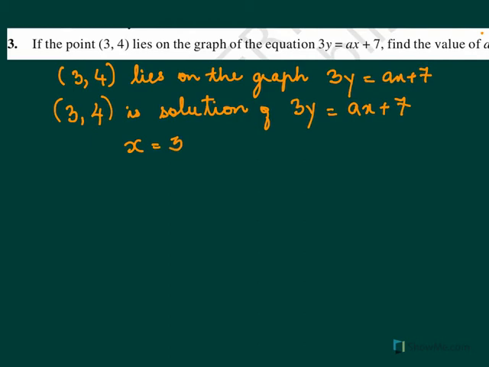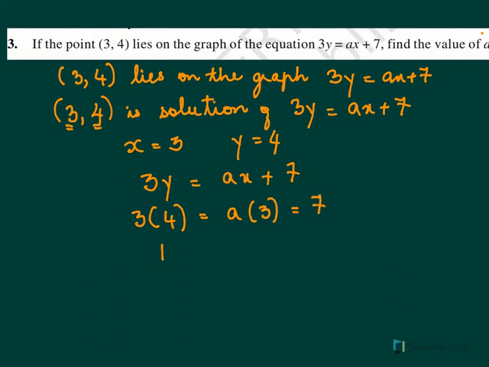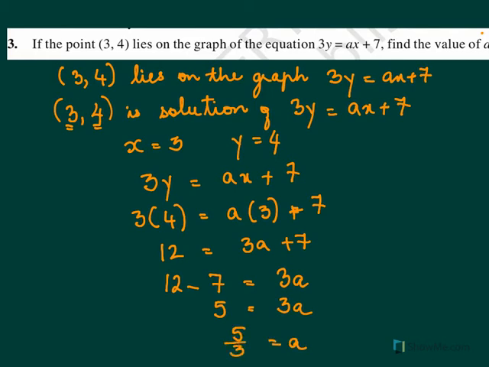So if I take x equal to 3, this is my x and this is my y, and y equal to 4, in this equation I will substitute it. Remember my y was 4, x is 3. So 3 times 4 is 12 equal to 3a plus 7. So 12 minus 7 equal to 3a. So 5 equal to 3a, a equal to 5 over 3.